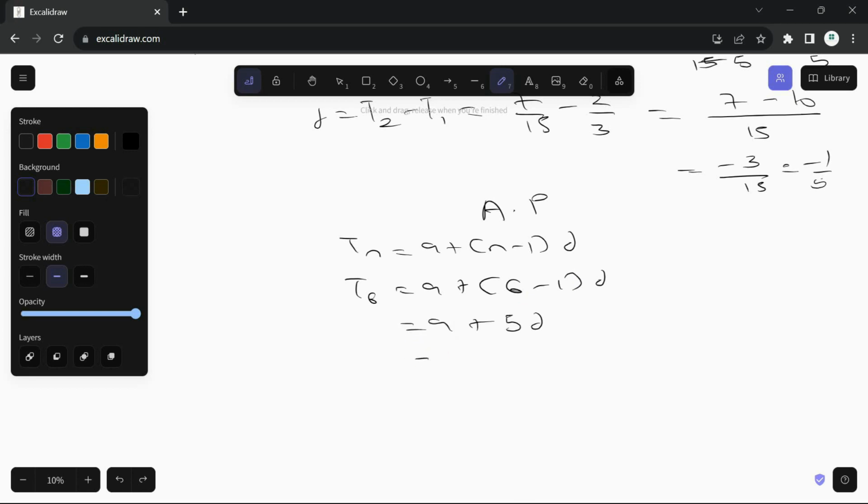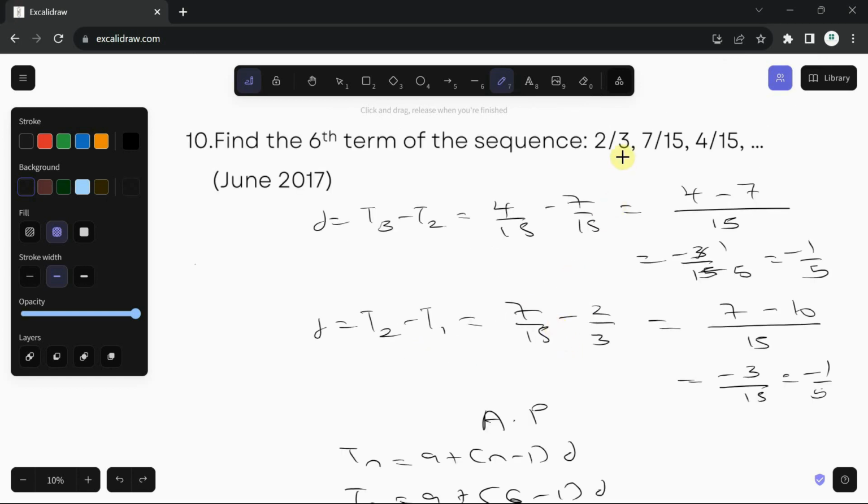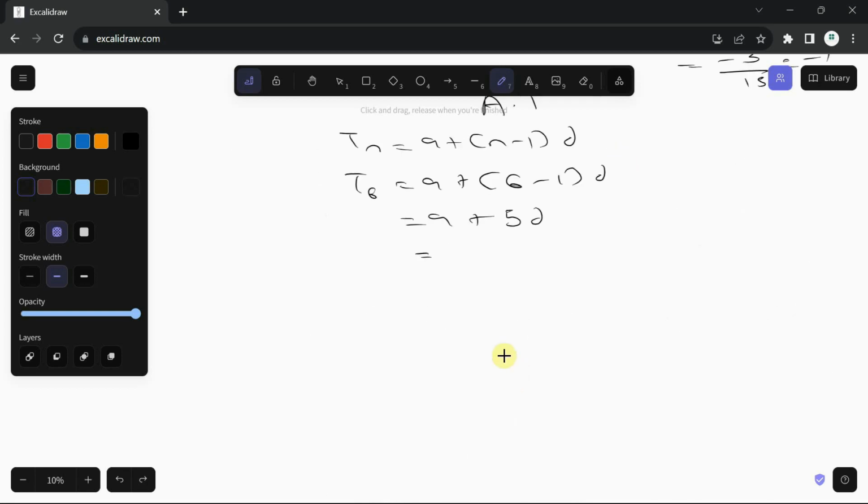We know our a from this question to be 2/3, so 2/3 + 5 times the d. We found the d to be -1/5. So 5 here 1, 5 here 1. What we have here is 2/3 + (-1), which is the same thing as saying 2/3 - 1.